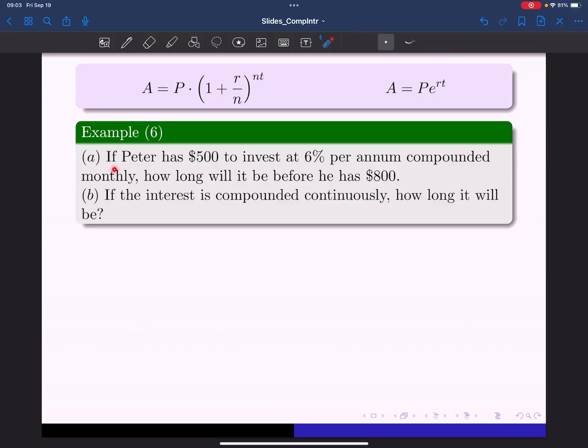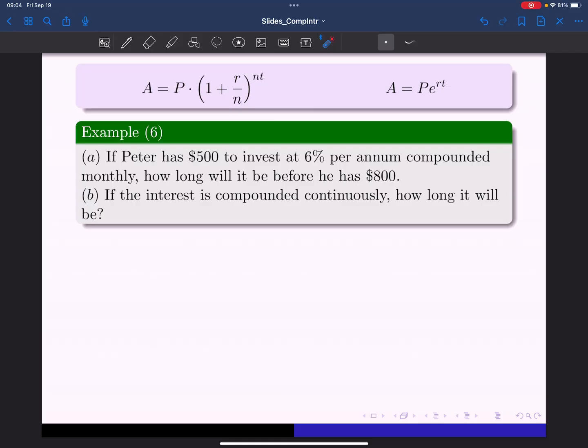Example 6. If Peter has 500 to invest at 6% per annum compounded monthly, how long will it be before he has 800? If the interest is compounded continuously, how long will it be? For part A, the interest is compounded monthly. We would use the compounding interest formula. For part B, the interest is compounded continuously. We would use the continuous compounding interest formula.